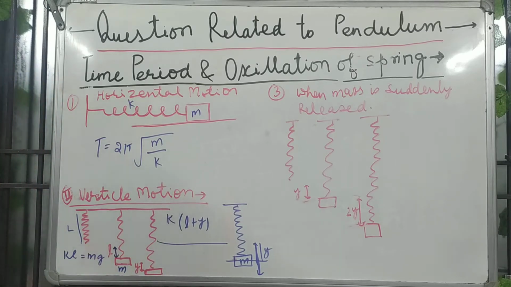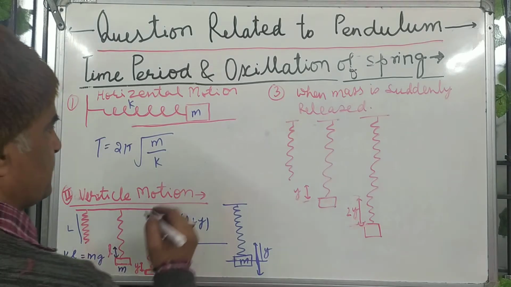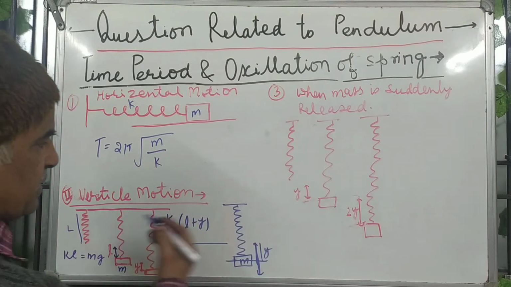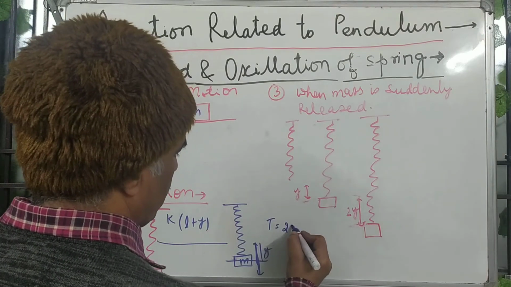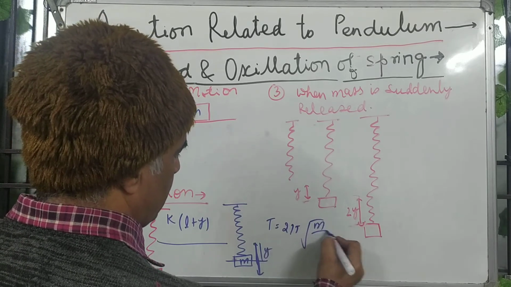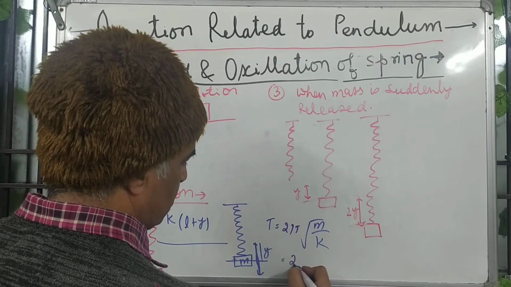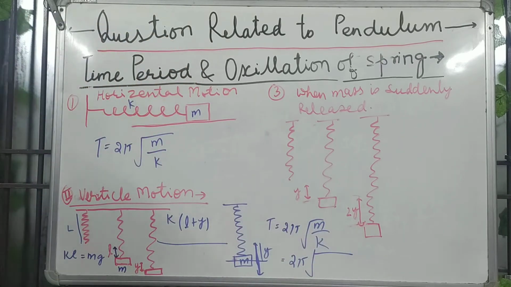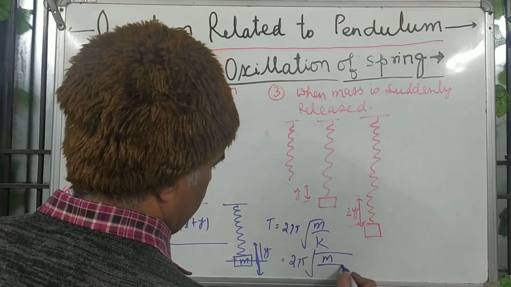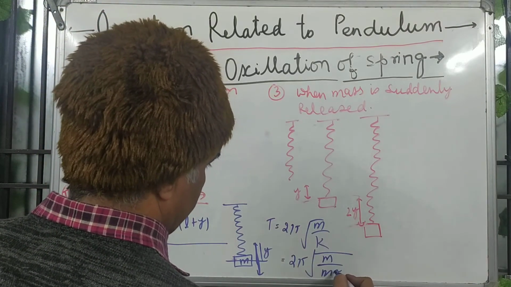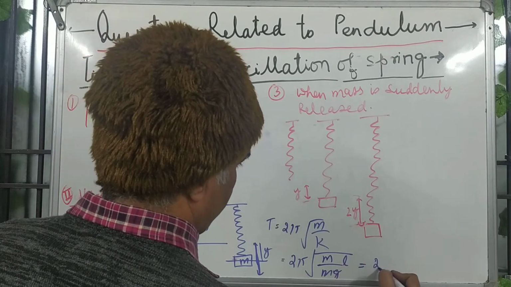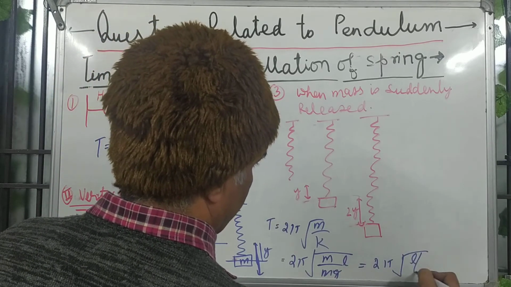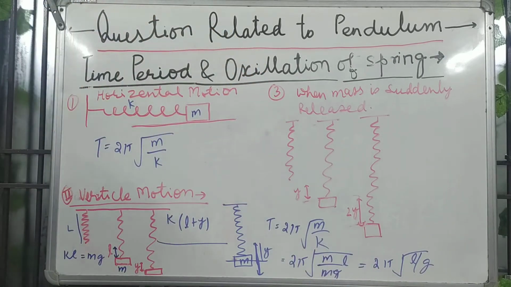So this implies time period T. If you find the time period of this, time period T equals 2 pi root m by k. That is 2 pi and root, this is the answer. Time period T equals 2 pi root m by k, and k equals mg by L, you can substitute over here. Mass m and k is mg by L. So you are finding 2 pi root L upon g. This is the answer.